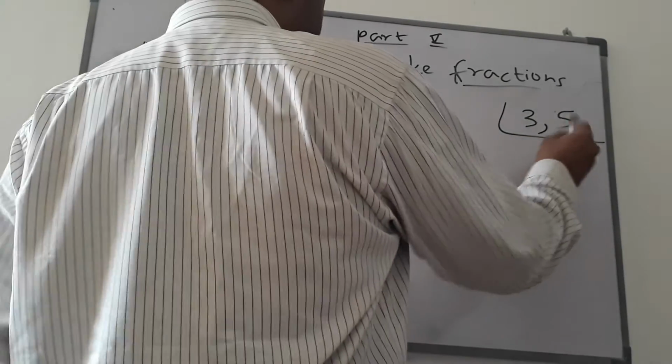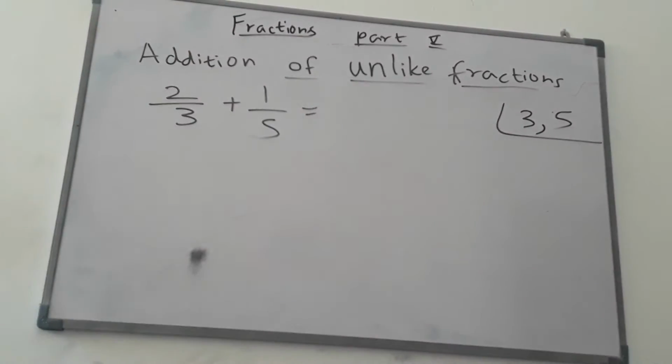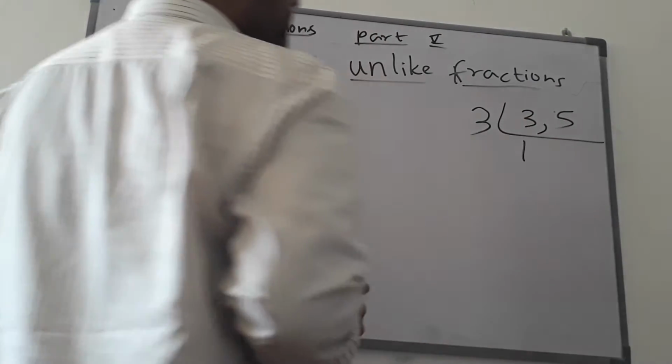3 and 5. Okay, so we have to do the prime factorization and division. 3 and 5, so the lowest prime number is 2. Both are not divisible by 2. So we have to go to the next prime number. What is the next prime number? 3. 3 is divisible by 3, hence it is 1.